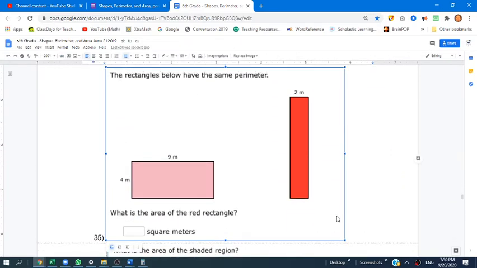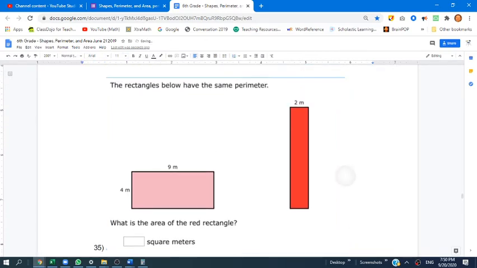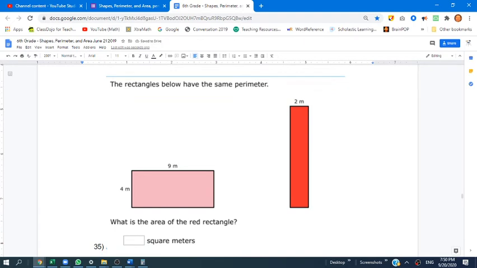35. The rectangles below have the same perimeter. What is the area of the red rectangle? What is the area of this rectangle if they have the same perimeter?